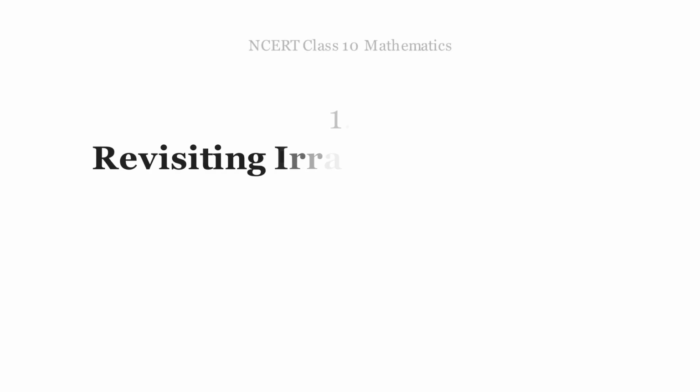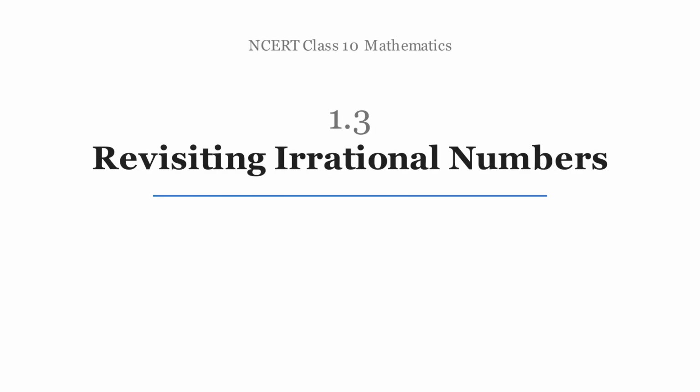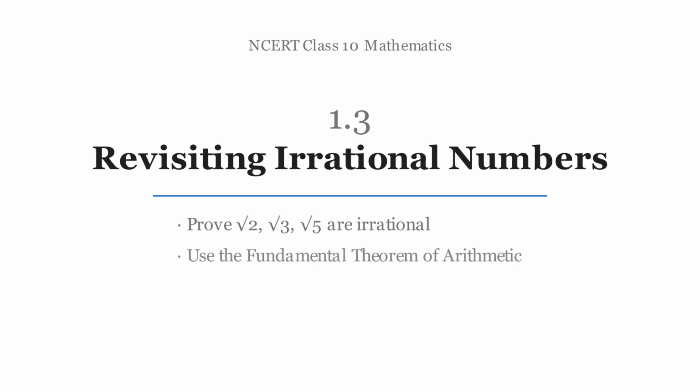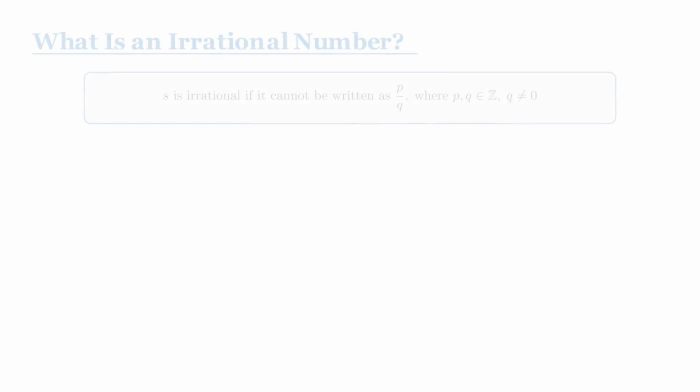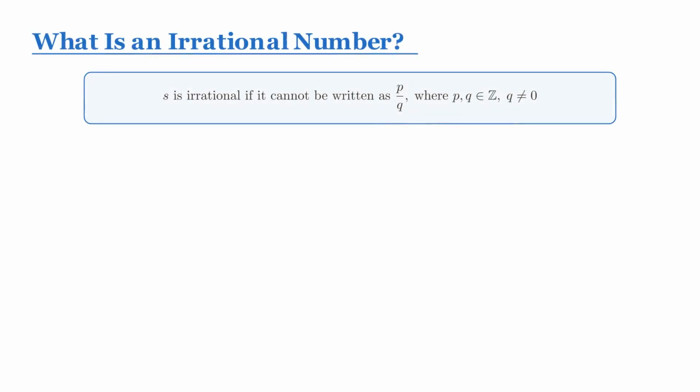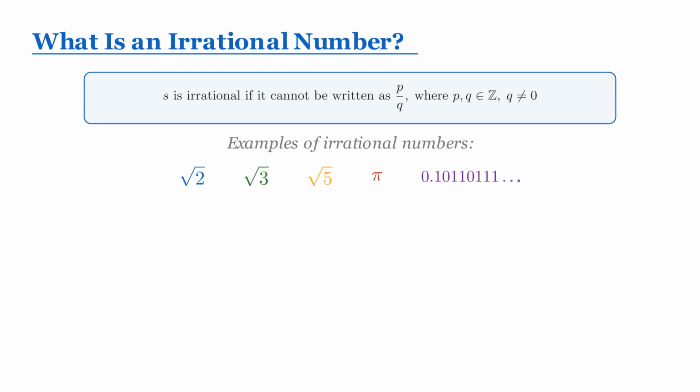In Class 9, you met irrational numbers. Now we will prove they are irrational using the Fundamental Theorem of Arithmetic. A number is irrational if it cannot be written as a fraction p over q. Some familiar irrational numbers are the square root of 2, square root of 3, square root of 5, and pi. A non-terminating, non-repeating decimal is always irrational.